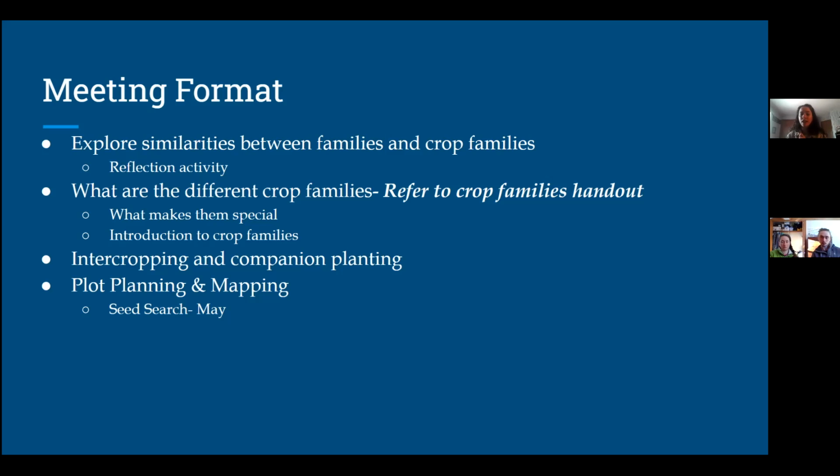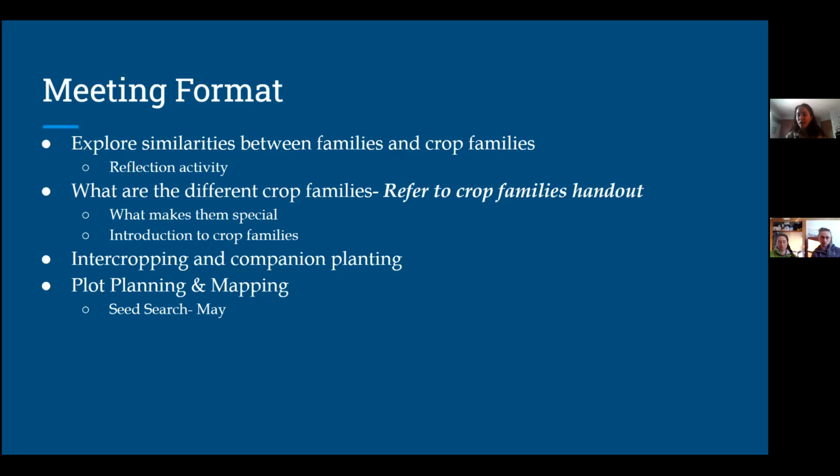I did give you guys a resource in the invitation, a companion planting sheet that I sent you. So if you're not really familiar with companion planting, there was a resource that was a part of that invitation that you can refer back to if companion planting is something that you want to do with your farm plot. And then we're going to move into plot planning and mapping.